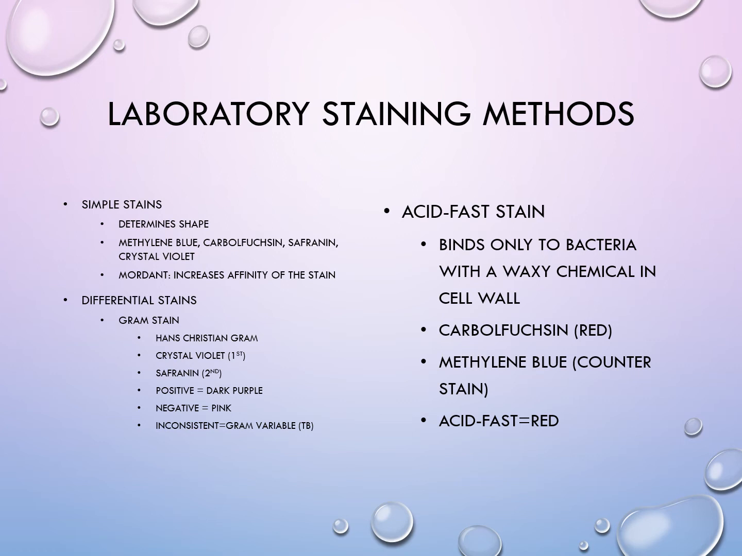And so then lastly, we have the acid-fast stain, and the acid-fast stain is used for classifying bacteria that are in the genus Mycobacterium, and that uses a bright red dye called carbofuchsin, and a counter stain called methylene blue. And acid-fast mycobacteria are going to stain red against a blue background typically.